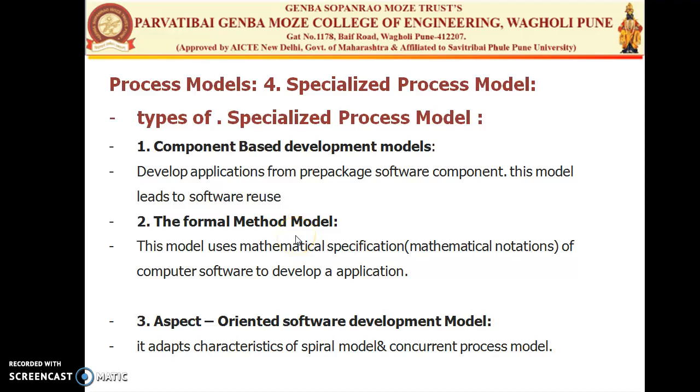Then we have the aspect oriented software development. In aspect oriented, if we look at previous systems, in most larger systems the relationship between the program components and their requirements is complex. One single requirement can be implemented by various components and vice versa. That means one single component may be involved in various requirements.